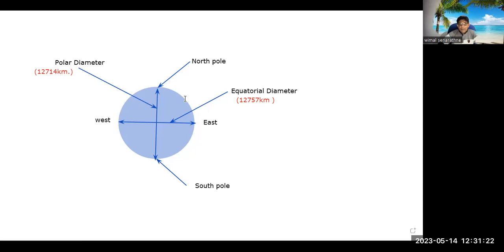Then if someone asks a question from you, is the earth a mathematical globe, then your answer should be no. Then if asked why, the answer should be the length of the equatorial diameter is longer than the polar diameter of the earth. Therefore, the earth is not a full sphere.